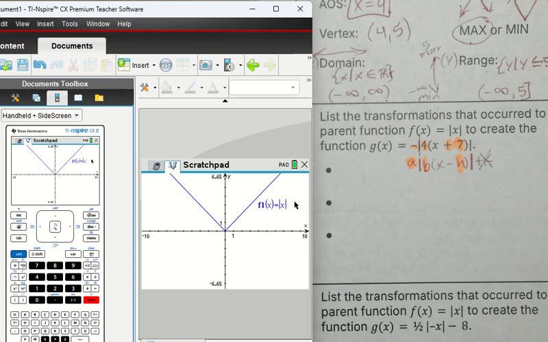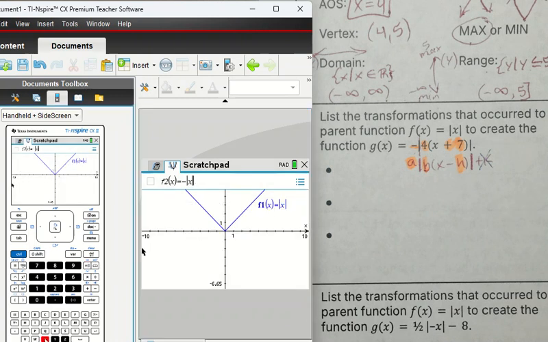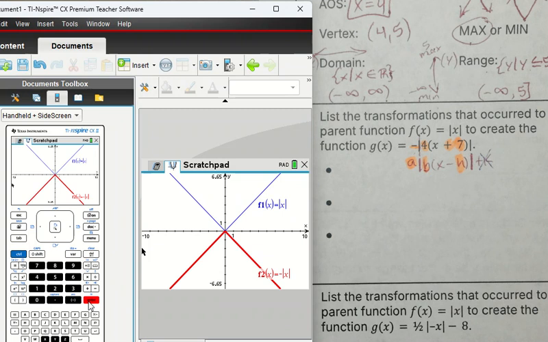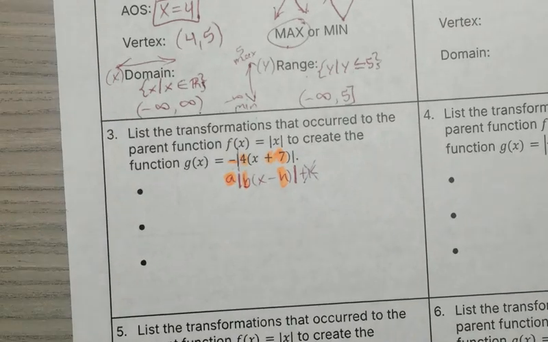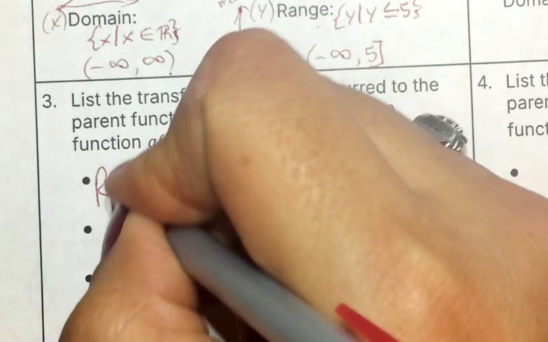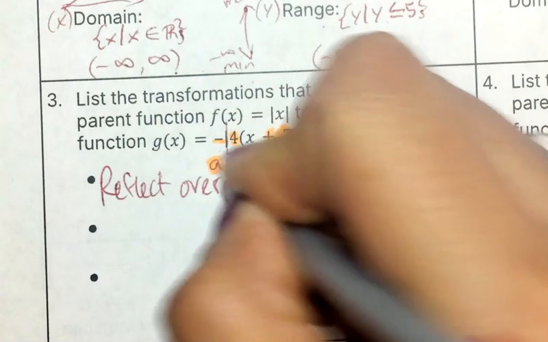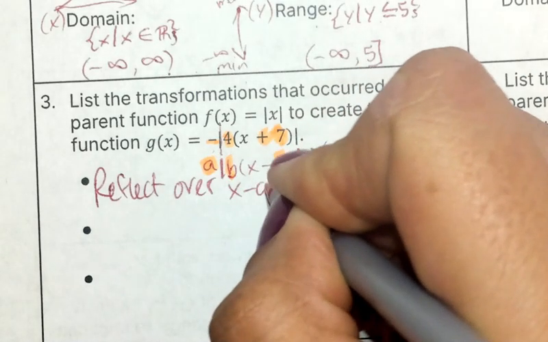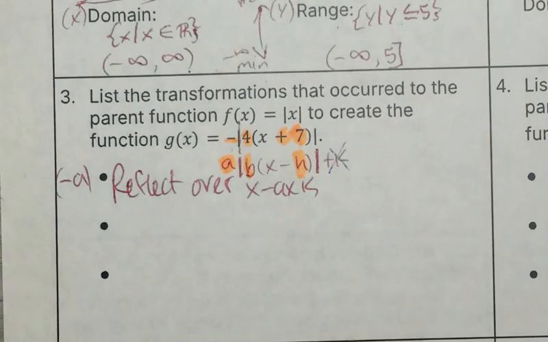The negative on the outside, I'm typing a negative. And then I'm just going to type the parent function again, just so you can see what the negative does. So it reflects the graph over the x-axis. So that's the first description that we're going to write right here. Reflects over x-axis. So that's what the negative A value does.